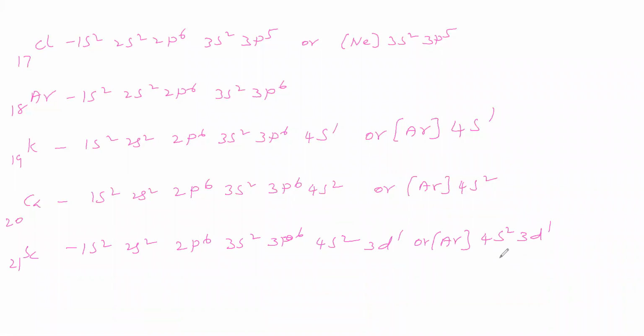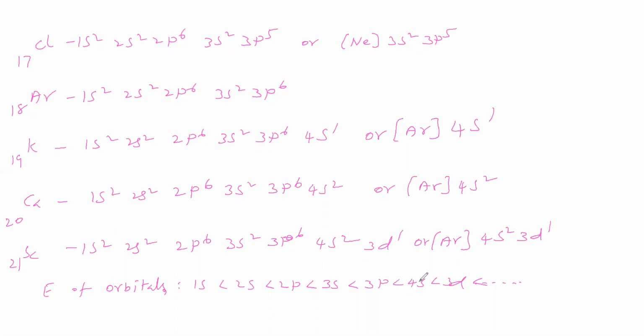Now we will see the energy of orbitals. If you see, 1s is less than 2s, less than 2p, less than 3s, less than 3p, less than 4s, less than 3d. Okay, like this it goes on. So in scandium, while filling electrons, first 1s, then 2s, then 2p, then 3s, then 3p. After filling 3p, 4s. After filling 4s, 3d.